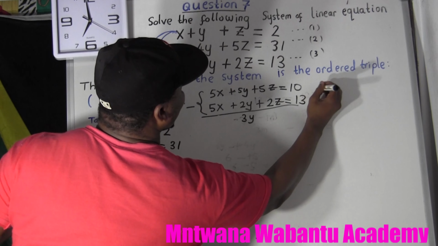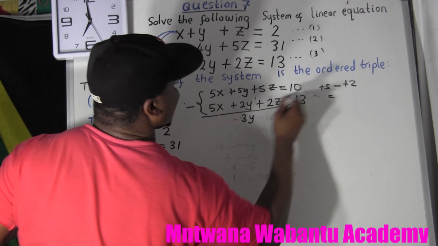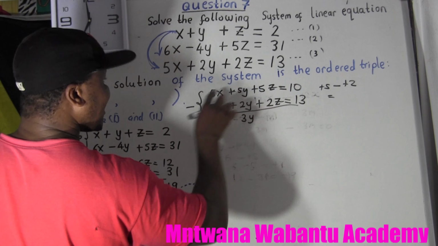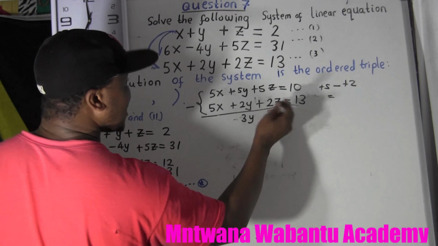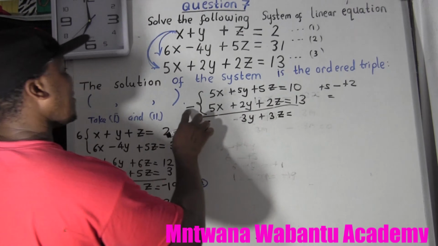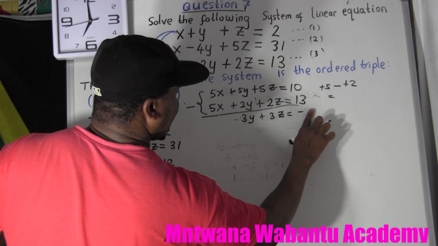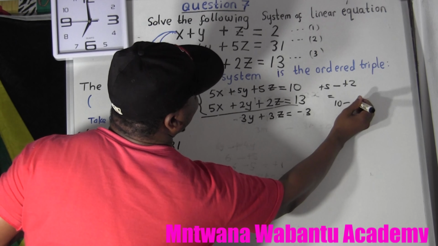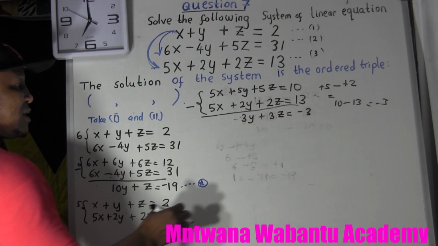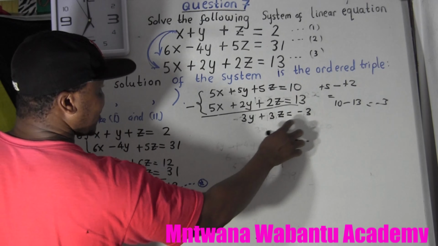This as well, positive 5 minus positive 2 is going to give us 3, this has a y. Now we go for this one. Positive 5 minus positive 2 is going to give us 3 also. And 10 minus 13 is going to give us negative 3. So now this second equation is 3y plus 3z equals negative 3.